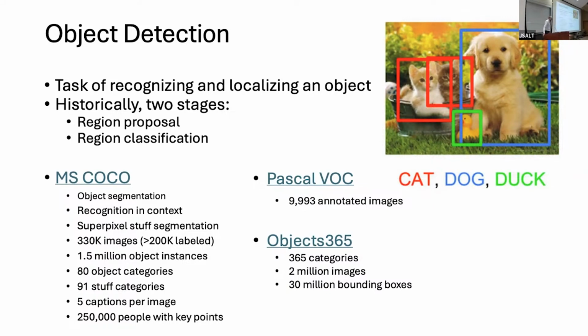Pascal VOC was like the first dataset that was used for detection, and it had only 10,000 images. Back then it was like, whoa, this is a very, very large number. But we know today that it's nothing for the network.